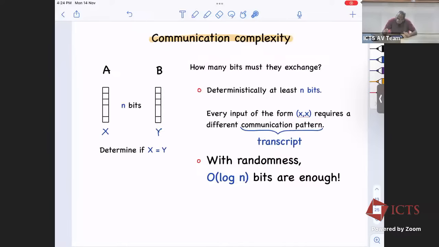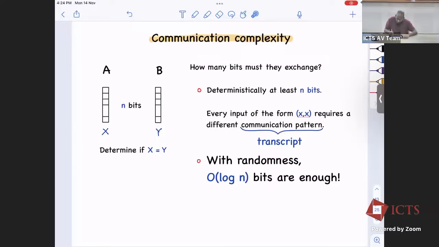The point is, try all possible strings. There are 2 to the n possible strings. Give Alice and Bob the same string. Give Alice 000 and Bob 000. And if they have a protocol, just observe what they sent. Let me call that the transcript. So keep track of the transcript whenever Alice and Bob receive the same input.